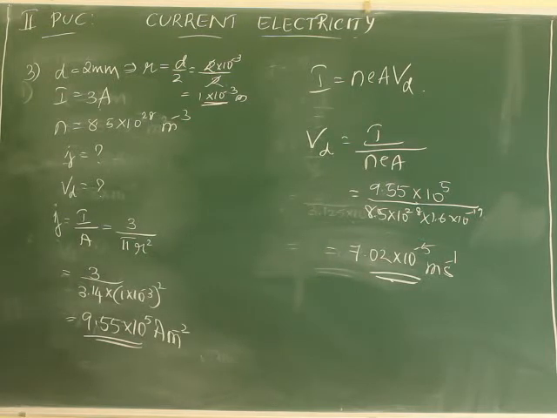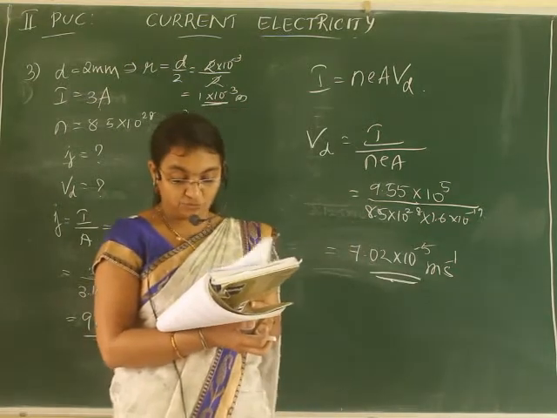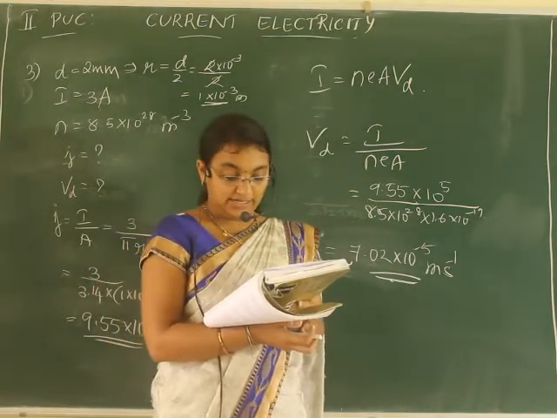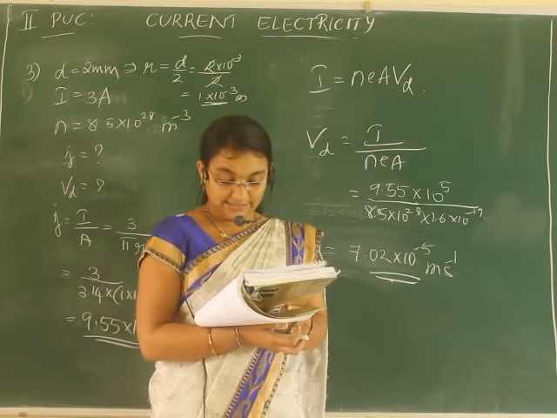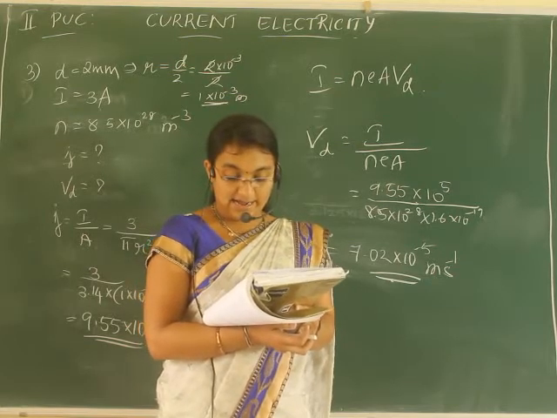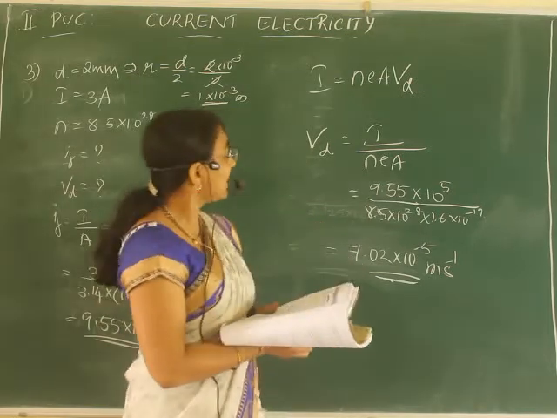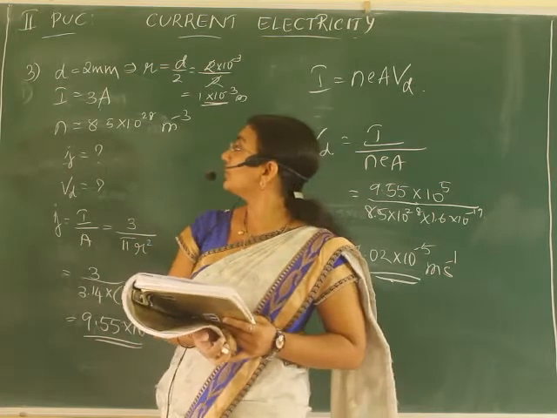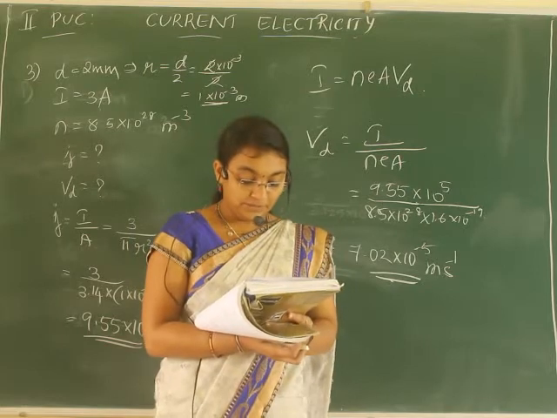Question number 4. A copper wire of 10 to the power minus 6 meter square cross-sectional area carries a current of 2 ampere. If the electron density is 8 into 10 to the power 8, what is the current density and average drift velocity? Can you calculate on your own? Same method, so it is homework. So question number 4, homework. Question number 2, homework. Okay. Next.